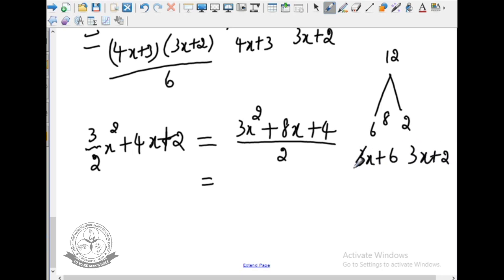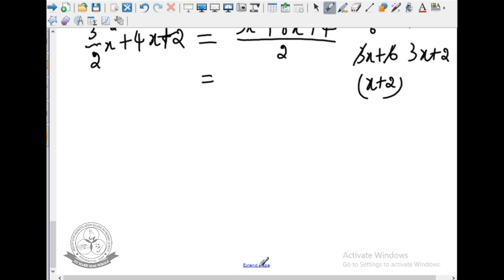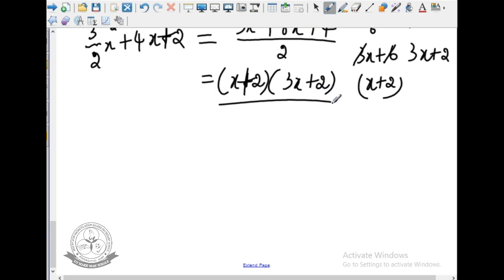For this term I can do the cancelling. So x plus 2. The second term I can't do the cancelling. So for this I will write x plus 2 into 3x plus 2 by 2, right? Next, third one, 4 by 3 x square plus 11 by 3x plus 2.